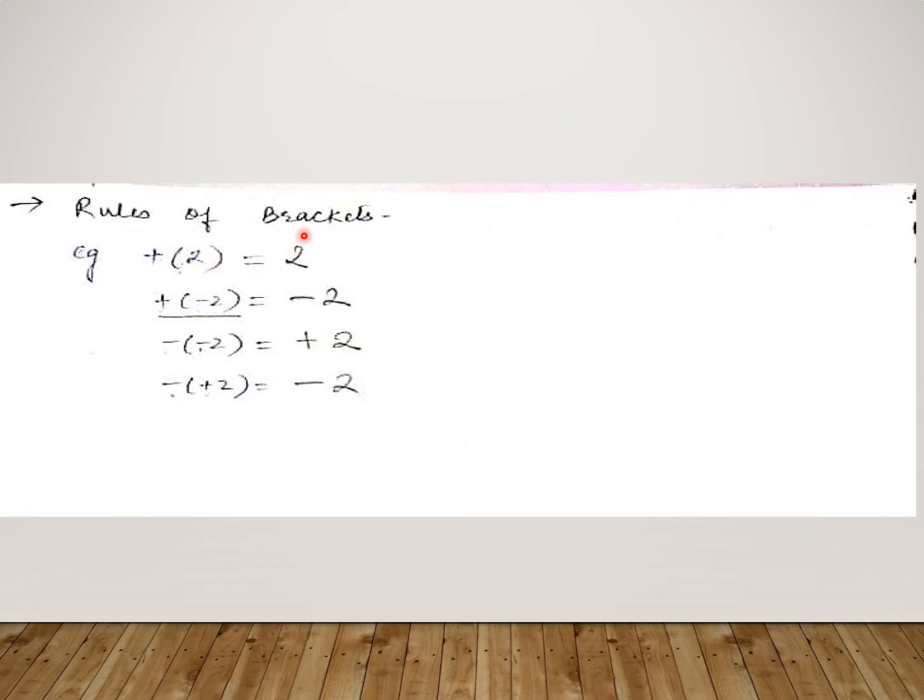Now, the rules of brackets, very important. Suppose you have plus outside a bracket. When you open the bracket, the number will remain the same. No change will come. Suppose you have plus outside and inside you have minus 2. What will happen when you open the bracket? This plus and minus will get multiplied. So the answer will be minus only, as we have seen in the rule of multiplication.